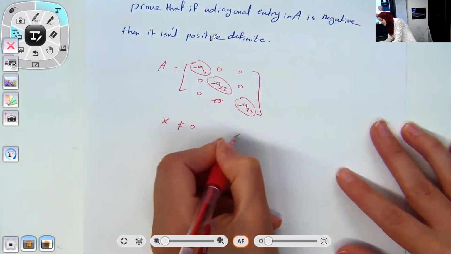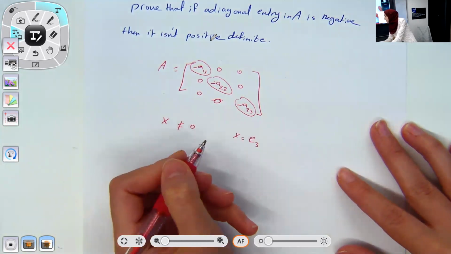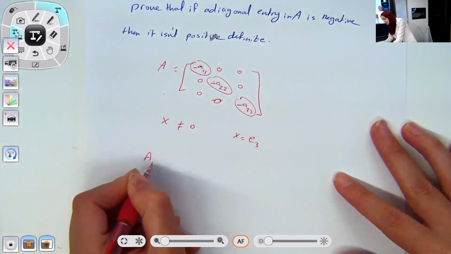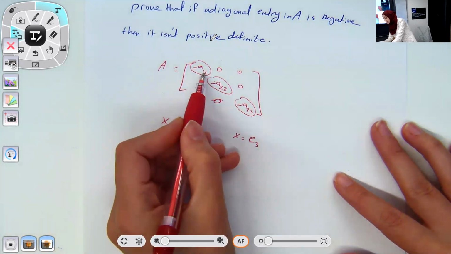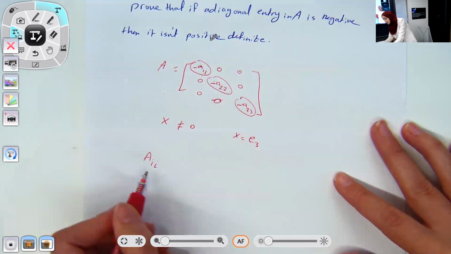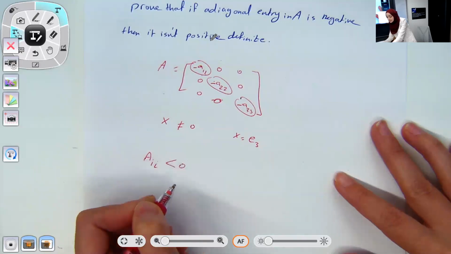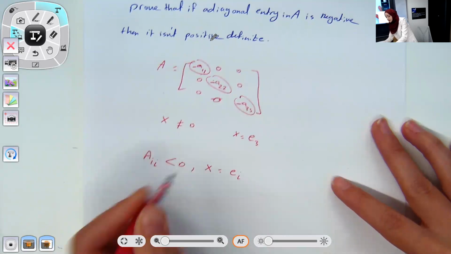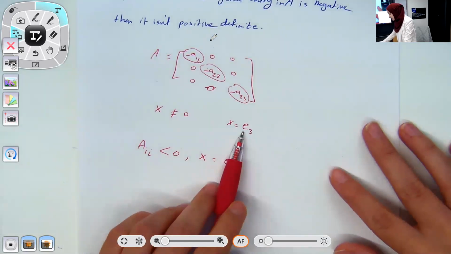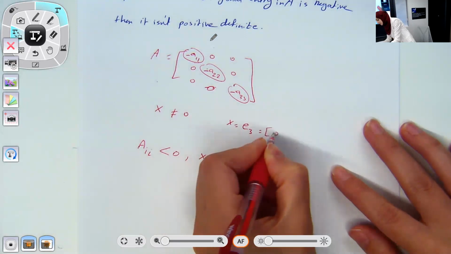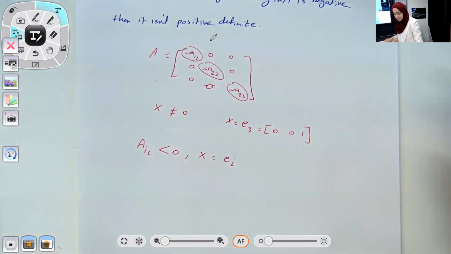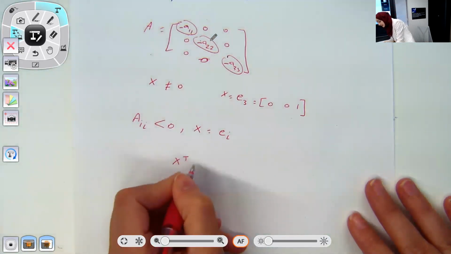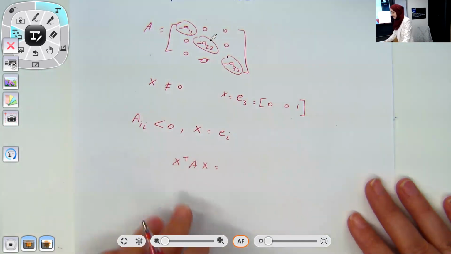If you choose that X to be E3, for example, because you have 3 times E3. So if you have a matrix A with A_ii, because here this is 1, 1, 2, 2, and all the diagonal entries are negative, and we choose the vector X to become E_i. E_i means, here we have E3, this is equal to 0, 0, and 1. Okay, if you try to find X transpose times A times X, what will the answer be?